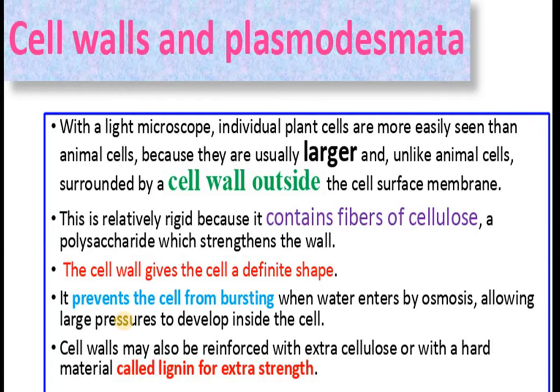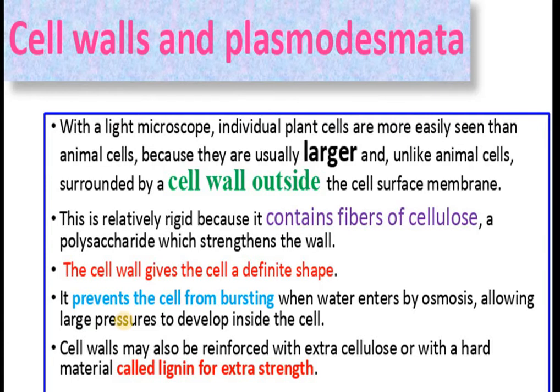What is rigid? The cell wall. It contains fibers of cellulose. Cellulose is a polysaccharide, you know it. It is made up of glucose, and the glucose molecules are attached in a different pattern compared to the other polysaccharides that are made up of glucose, like starch and glycogen. You have read that also.